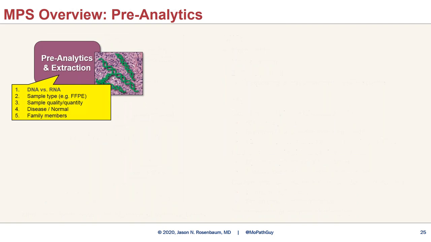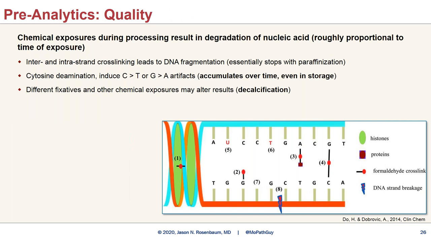So what about sample type? Things to consider: chemical exposures during processing will result in degradation of nucleic acid. And so the more processing that occurs for a given tissue specimen or blood specimen, the lower the quality of the nucleic acid. The formalin in particular must be considered quite closely.